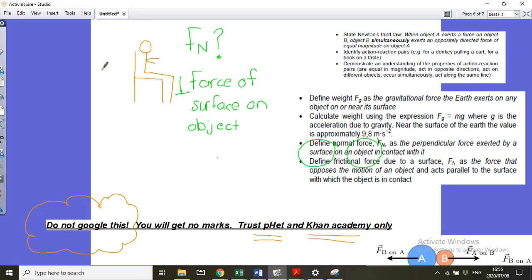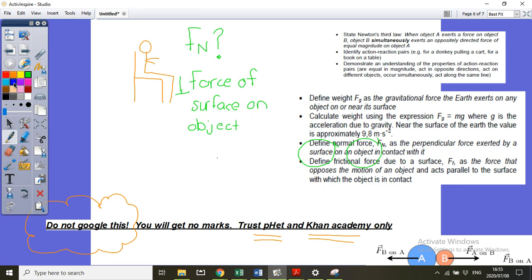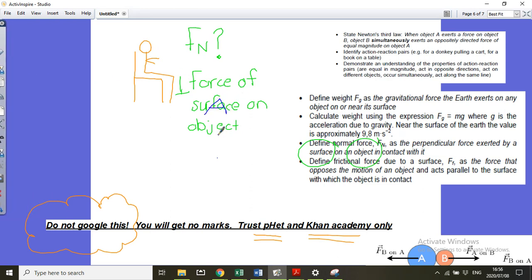Now let's see. Remember, you need to decide what is A and B. It's the force of the surface on the object. No third thing must be involved here. So for my Newton 3 reaction force, it's going to be the force of the object, which is me, so KVS on the surface.